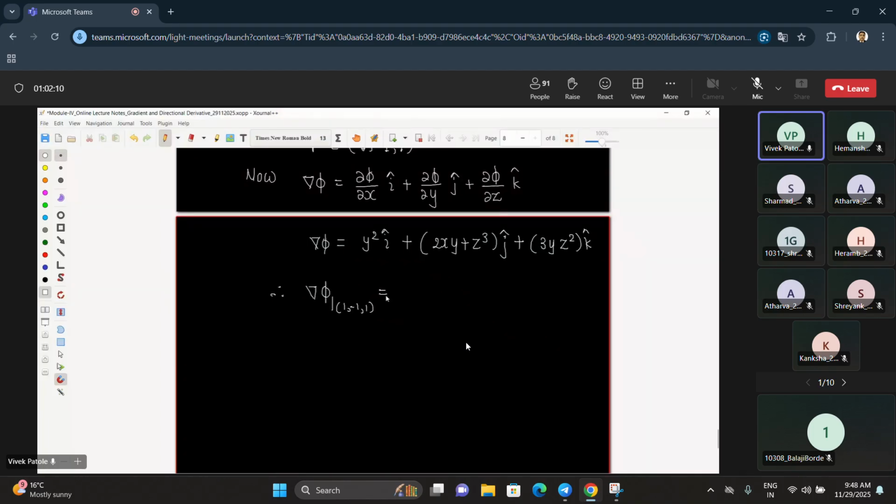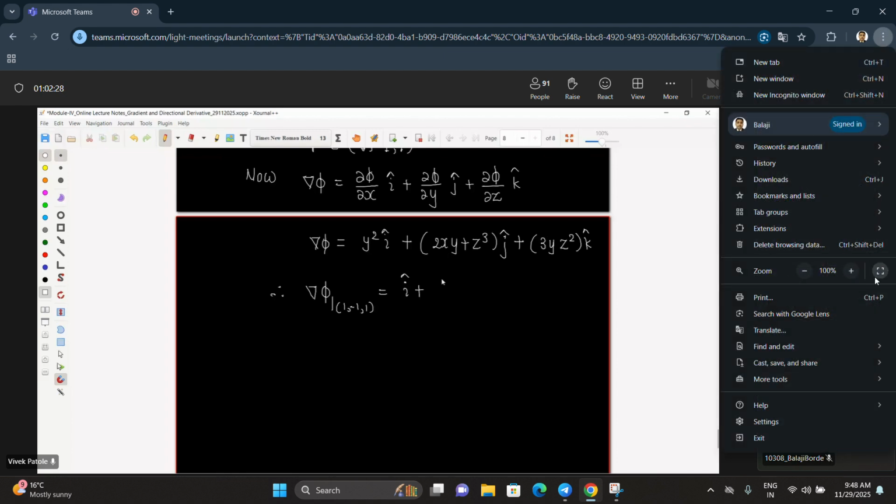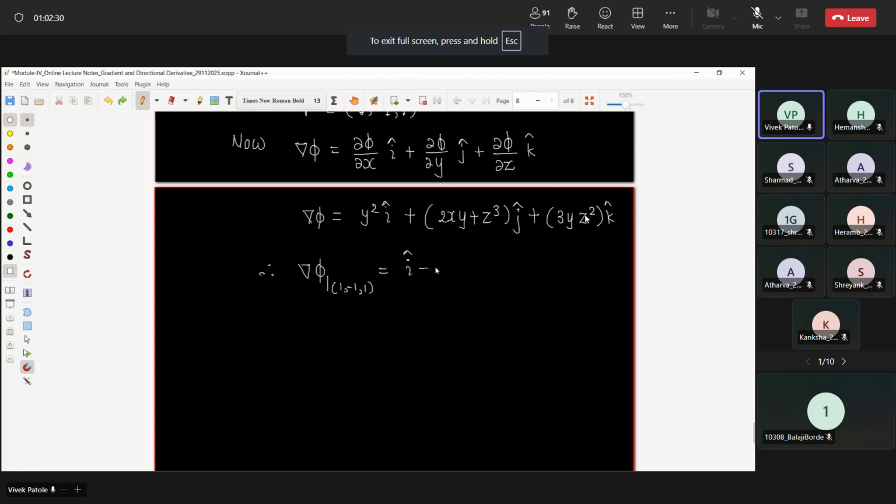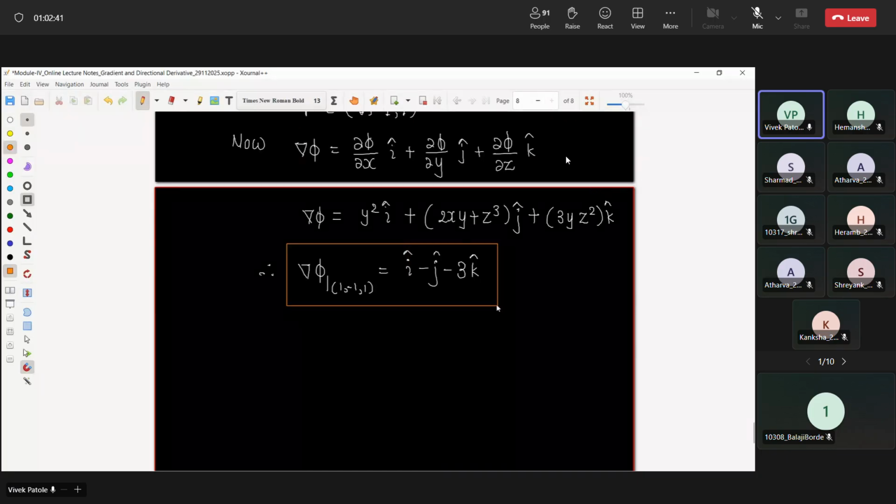This is equal to 1, minus 1, 1. Now we are evaluating the value of this del phi at (1, -1, 1). So replace x by 1, y by minus 1, and z by 1. Therefore this will be i cap plus (minus 2 plus 1, so minus) j cap minus 3 k cap. So this is what our del phi is, which we are going to use everywhere.